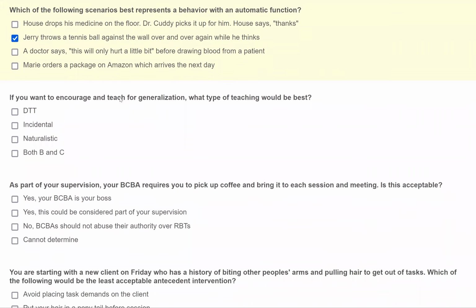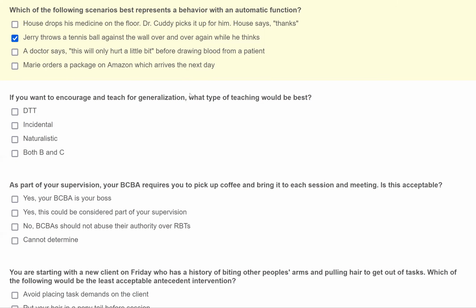If you want to encourage and teach for generalization, what type of teaching would be best? What is generalization? Generalization is the ability to engage or exhibit behavior outside of a learned environment or a teaching environment. Generalization is arguably the most important thing we can teach or encourage in ABA, because if we're not generalizing, how much good are we really doing? If we just are able to do something in the clinic, but we can't do it anywhere else in the real world, does it really matter? No, not really. So generalization, very important.